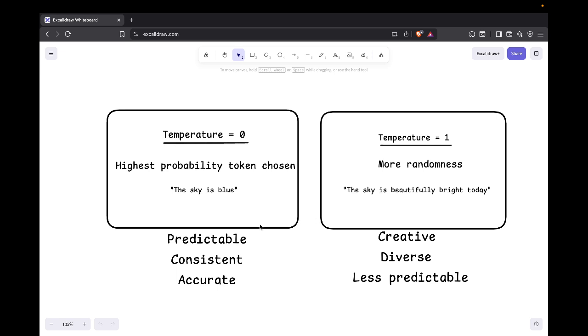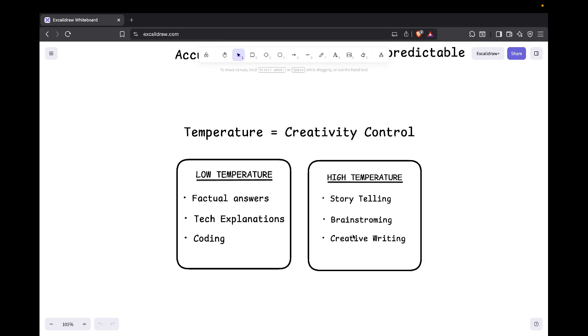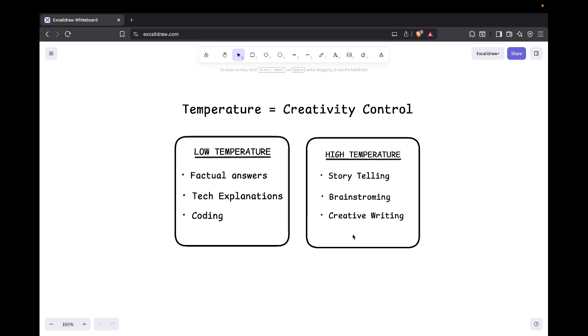So when temperature is 0, our output becomes more predictable, consistent and accurate. When temperature is on the higher side, our output becomes more creative, diverse and less predictable. Temperature is nothing but the creativity control knob of our AI model.